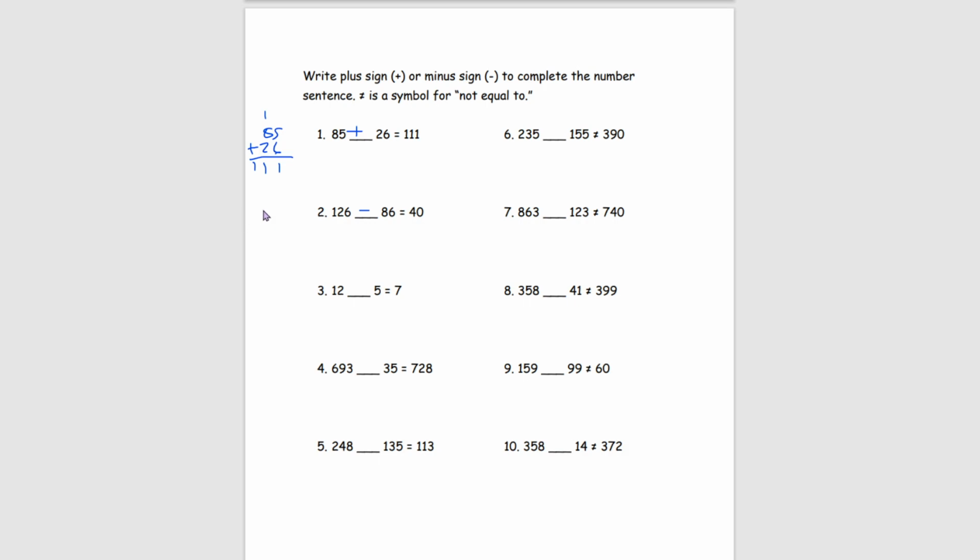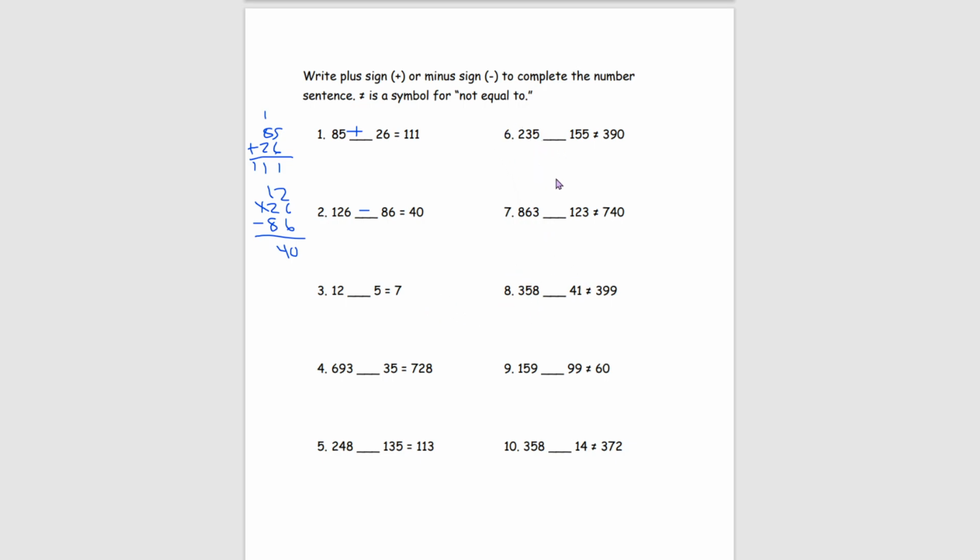But to double check, we can just do 126 minus 86. 6 minus 6 equals 0. 2 minus 8 isn't possible, so we're going to borrow 1 from here, and this becomes 12. And then 12 minus 8 equals 4. And so we know that 126 minus 86 equals 40.